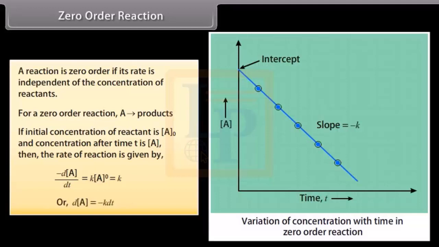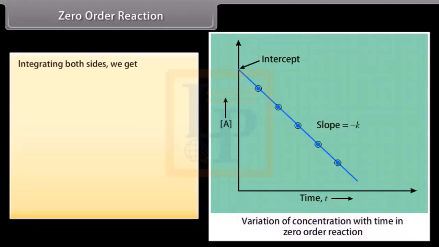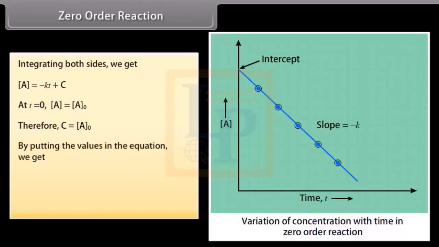It can be written as dA is equal to minus k dt. Integrating both sides, we get A is equal to minus kt plus C. At t is equal to 0, A is equal to A naught. Therefore, C is equal to A naught. By putting the values in the equation, we get A is equal to minus kt plus A naught. Or it can be written as k is equal to 1 upon t multiplied by A naught minus A.